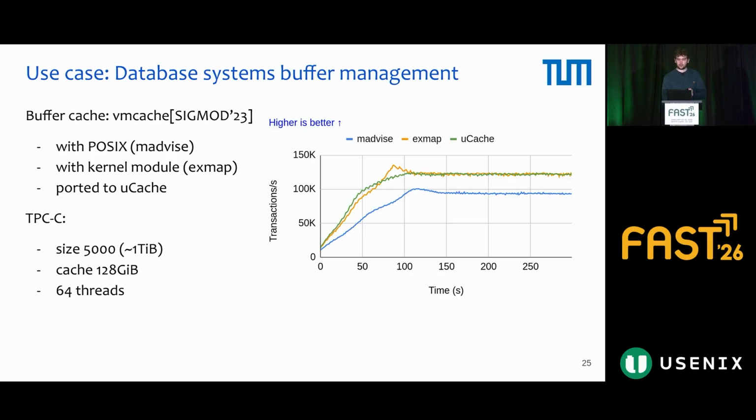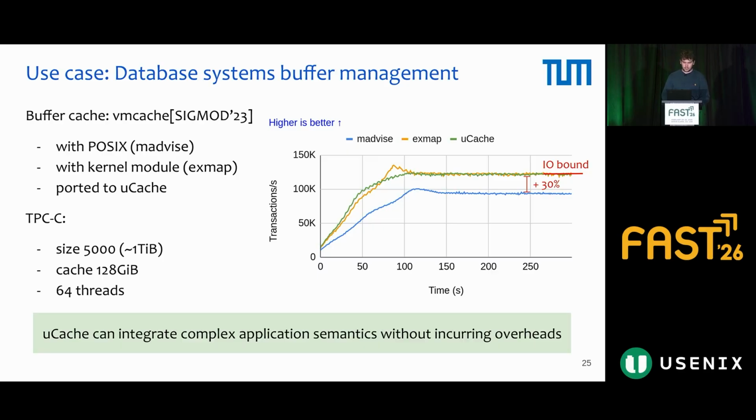We use the TPC-C workload with around 1 terabyte of data and 128 gigabytes of cache size. uCache performs similarly to xmap and significantly outperforms the POSIX baseline. We also note that uCache effectively enables the buffer manager to saturate the bandwidth of the SSD. In conclusion, uCache can integrate complex application semantics without incurring overheads compared to the state-of-the-art buffer manager.